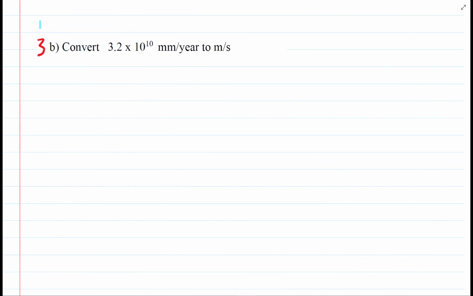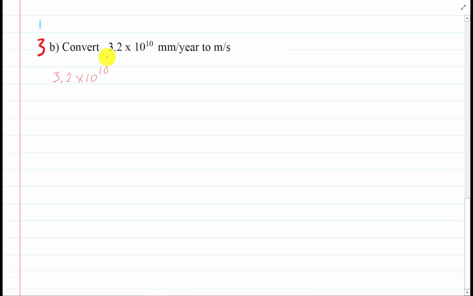Here we go. We're going to do question number 3 from the conversion worksheet. Converting 3.2 times 10 to the 10th millimeters per year to meters per second. So we start off, we'll write it down, 3.2 times 10 to the 10th.